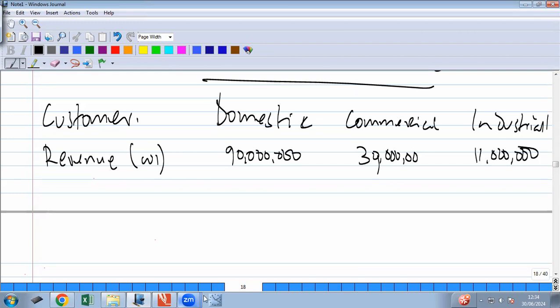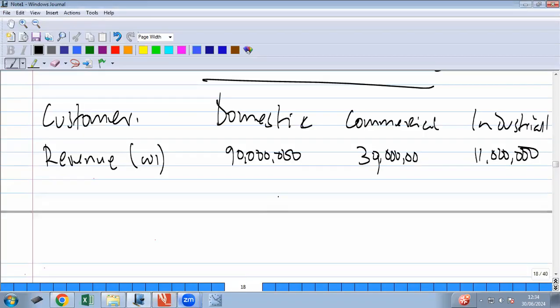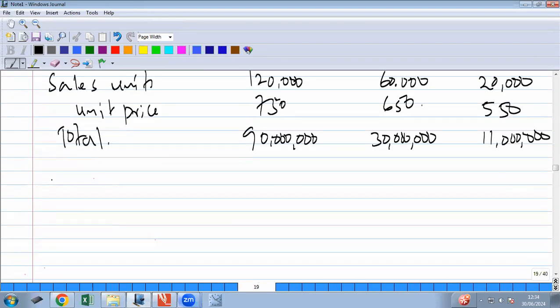Okay. What else do we have? Direct costs, do you have any direct costs? We don't have. We have variable costs, right? So we can make a working for variable costs, and we can call this working number 2. So come to variable cost. This is working number 2. You say this is variable costs. Of course, variable cost is changing with units, right?